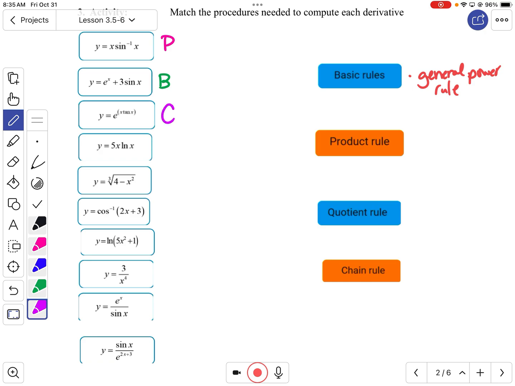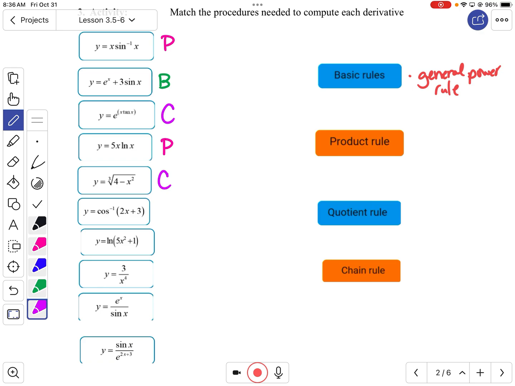What about the next one? That's the product rule. You've got 5x times the ln of x. All right, that is the product rule. What about 4? That's the chain rule, okay? That's 4 minus x squared to the 1/3 power, so that would be chain rule.